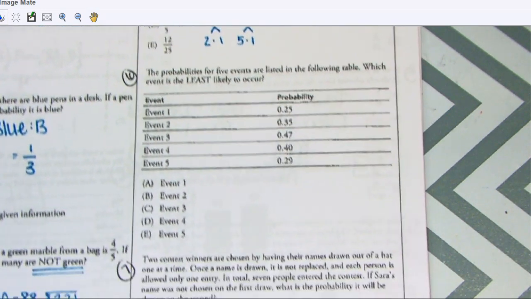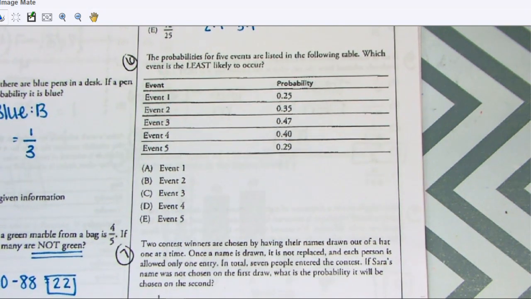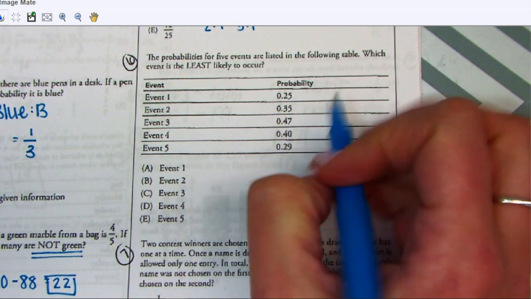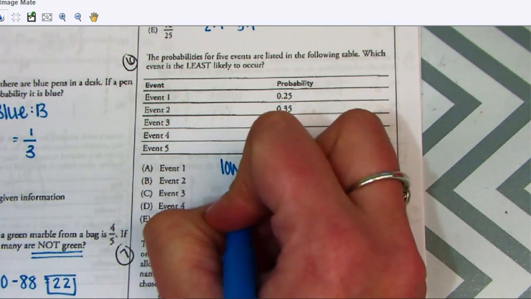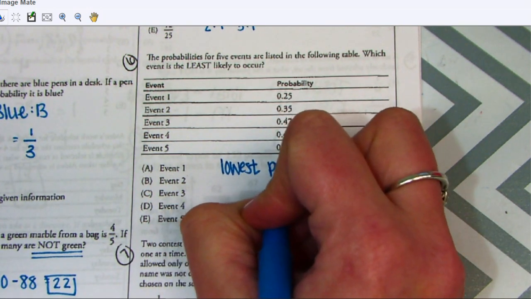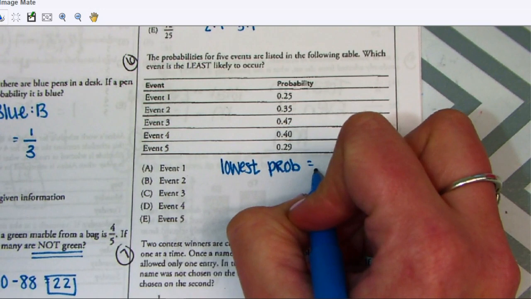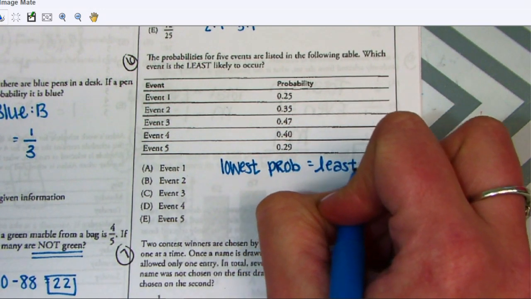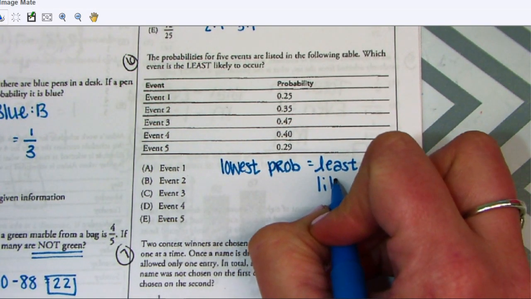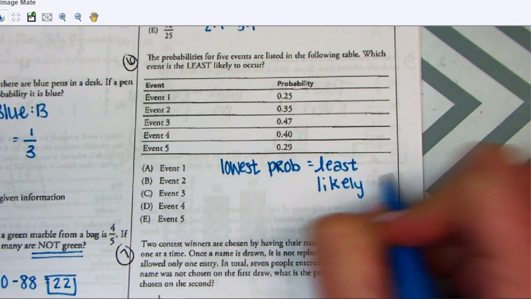All right, number 6, what is the probability? The probabilities of 5 events are listed on the table. What is the event that is least likely to occur? Well, the one that's least likely to occur is the one with the lowest probability. So if we're looking for that, the lowest probability equals the least likely.